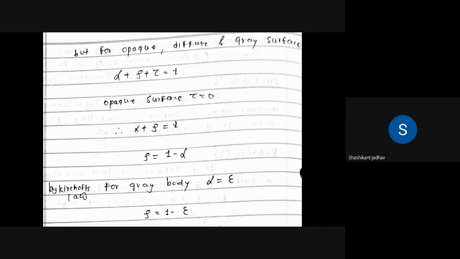As we know, for the opaque surface transmissivity is equal to 0. In the glasses we see, energy is not transmitted, so therefore tau is equal to 0. So if we put tau equal to 0, the equation becomes alpha plus rho is equal to 1. Therefore write down: alpha plus rho is equal to 1. Therefore, what is the value of rho? Rho is equal to 1 minus alpha.